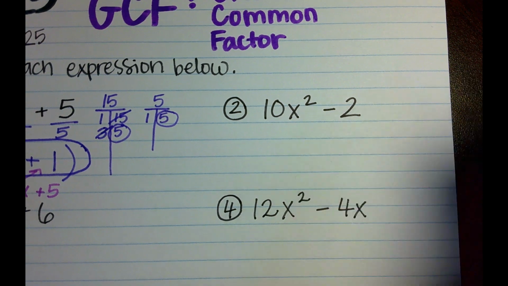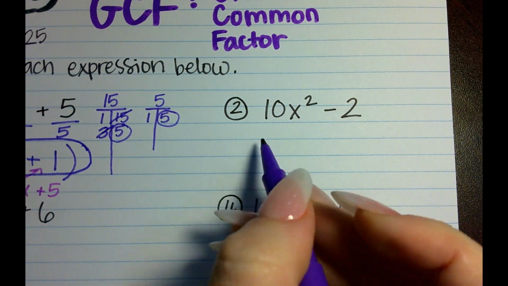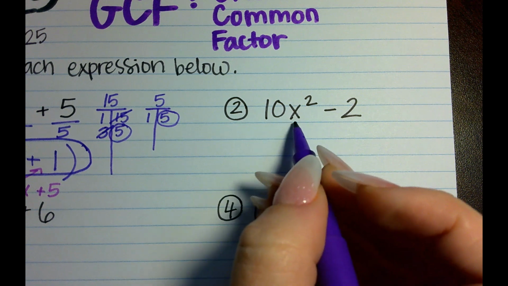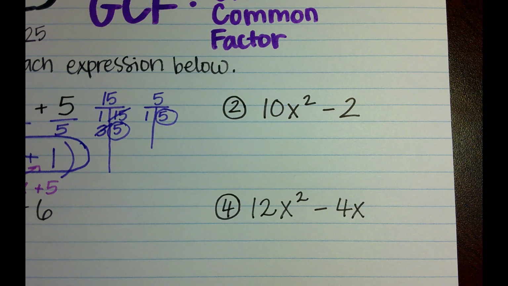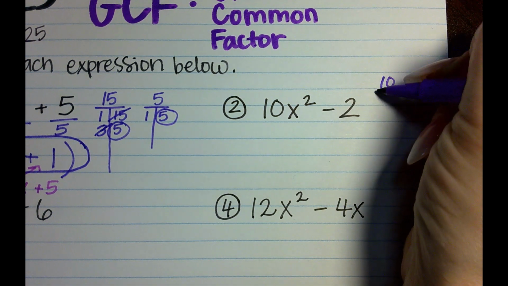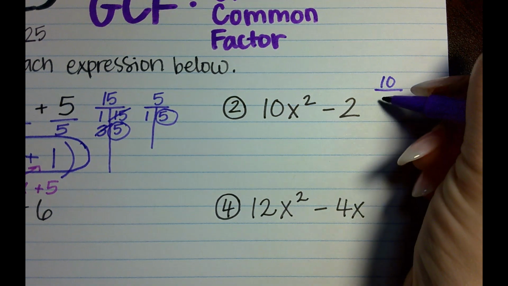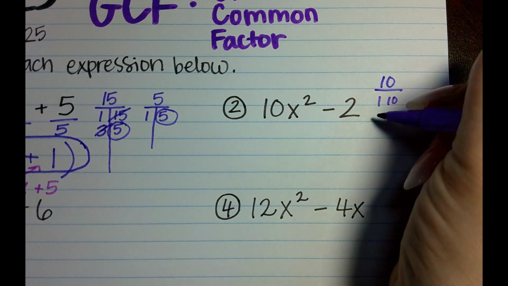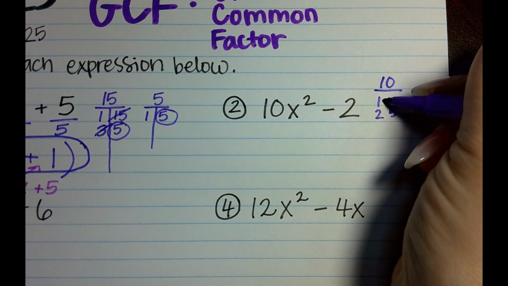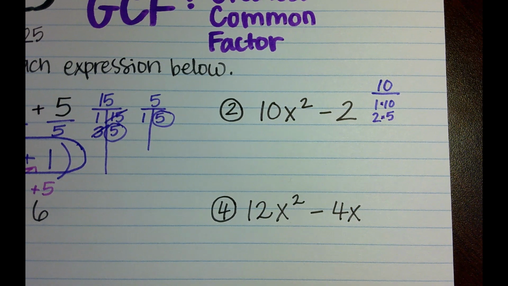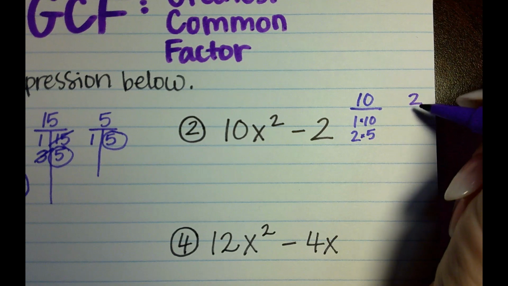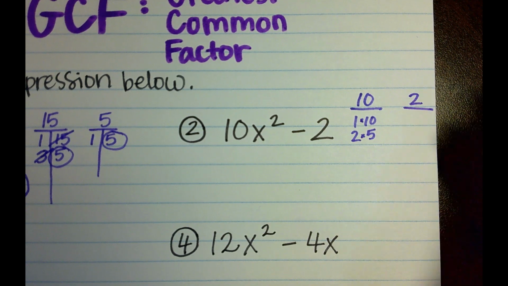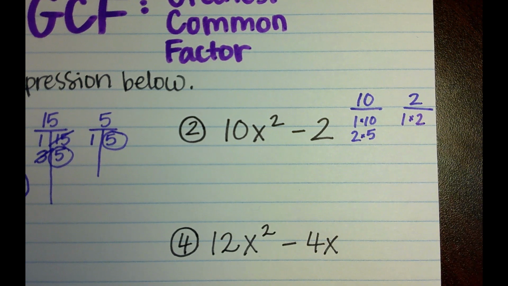Okay, so let's see. I have 10x squared and I have 2. What are the factors of 10? 1 times 10 and 2 times 5. Okay, let's see. What are the factors of 2? 1 times 2. And that's really it.